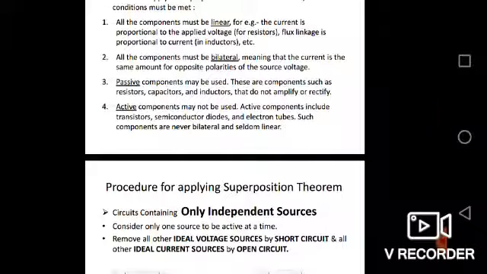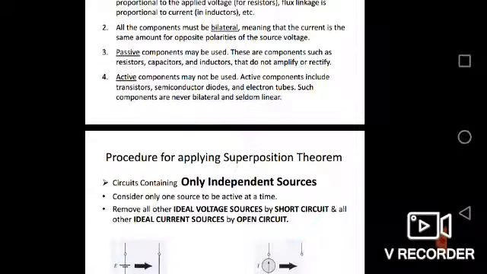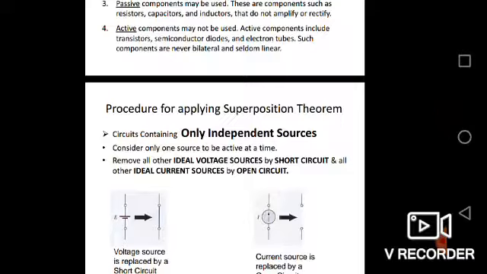The third condition is that passive components must be used. The passive components are resistor, capacitor, and inductor. These components do not amplify or rectify the current. This is the fourth condition: active components may not be used. The active components here are transistor, semiconductor, diode, and electron tube. Such components are never bilateral and seldom linear.